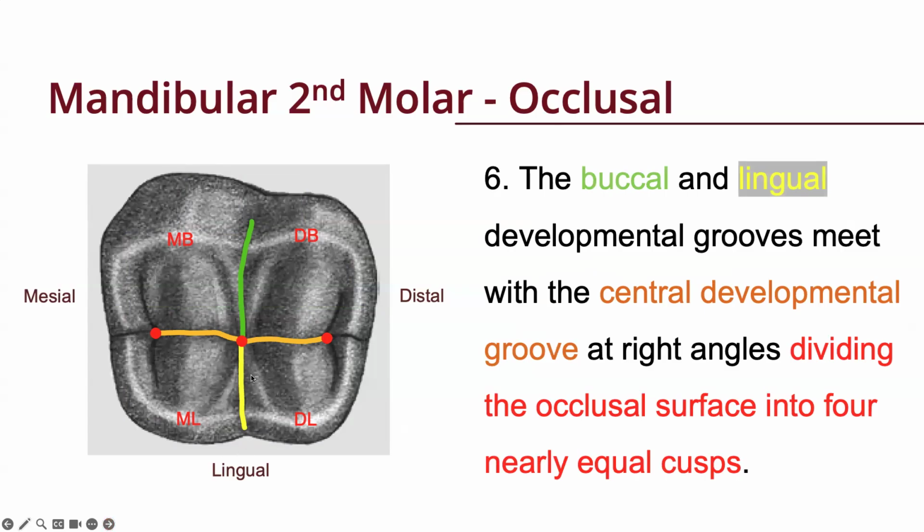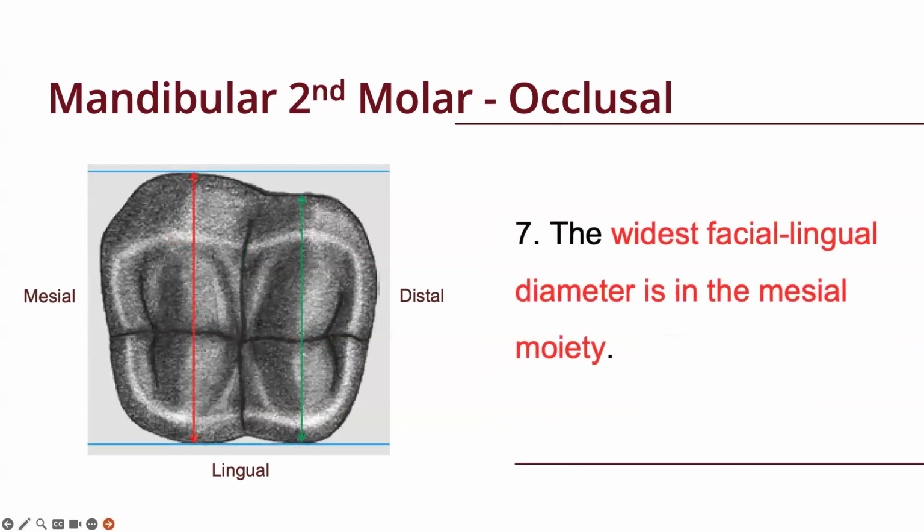So when you're looking at second molars, you'll see more of a cross shape or a T shape with the outline of the developmental grooves, compared to the first molar that had a Y pattern. The widest facial lingual diameter is in the mesial moiety. Here, the red line is measuring that out for you. You can see it's widest through the mesial buccal and mesial lingual cusps, and a bit narrower on the distal half of the tooth.